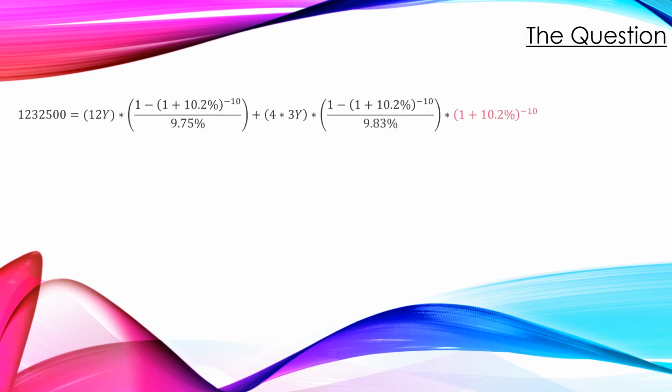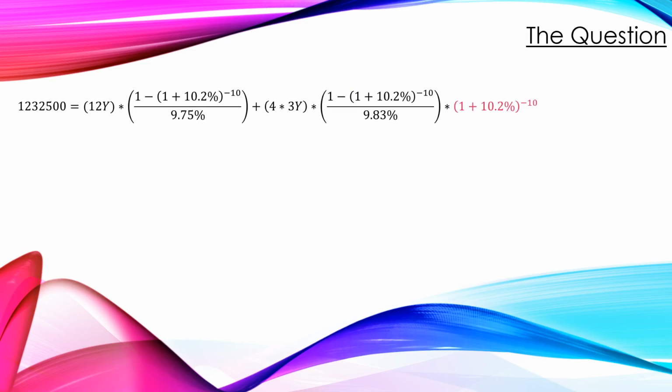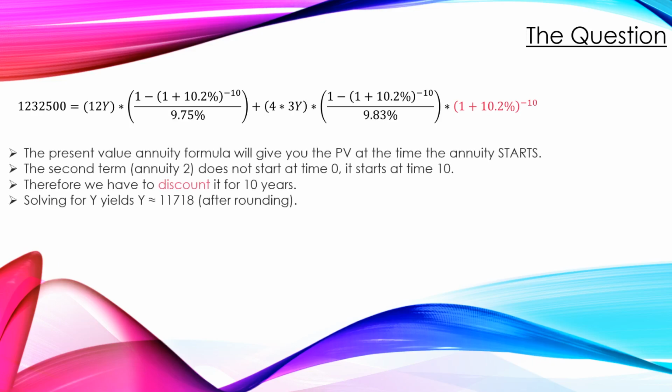So following on that, this is what the model looks like. I have 123,500 is equal to 12y, and then my annuity formula, and I used I12 in the denominator, and then I added it with 4 times the amount of 3y, and then again the annuity formula with my quarterly rate. Now you'll see in red, it's my compounding factor to a negative exponent. It's exactly the same as just dividing my second term by a compounding factor of 1 plus 10.2%, right? So we did that for 10 years, so I discounted it.